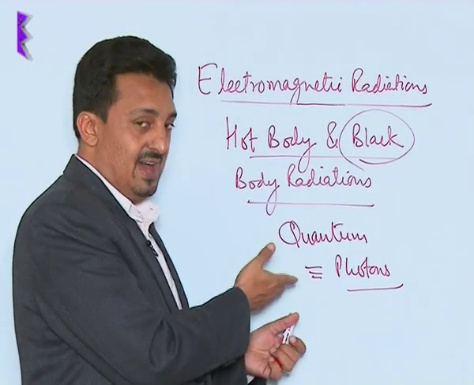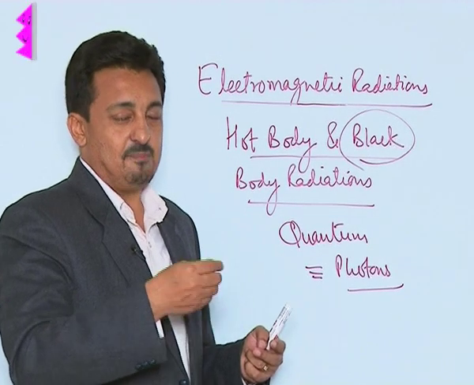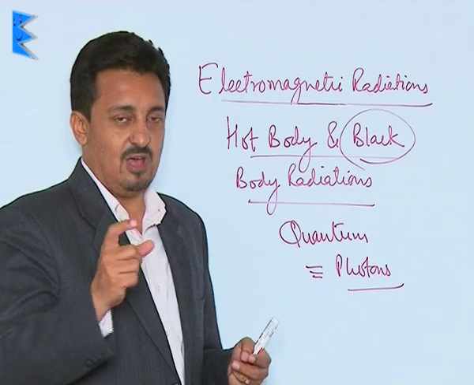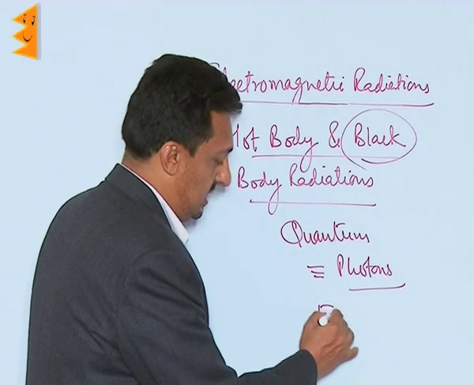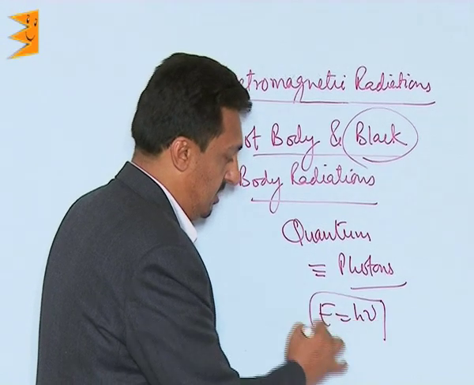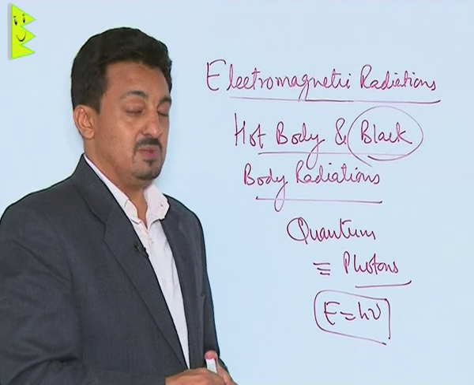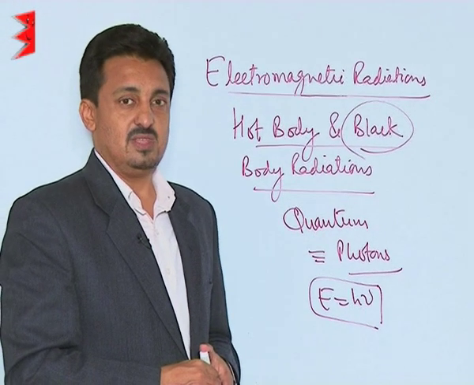And as we have already done, the energy of these photons or the quanta or quantum are basically directly proportional to the frequency of the radiation, and this is how we got the Planck's constant in this equation, which is E is equal to h nu. So this is the black body and hot body radiations example, which can only be explained by considering the particle nature of the EM radiations.